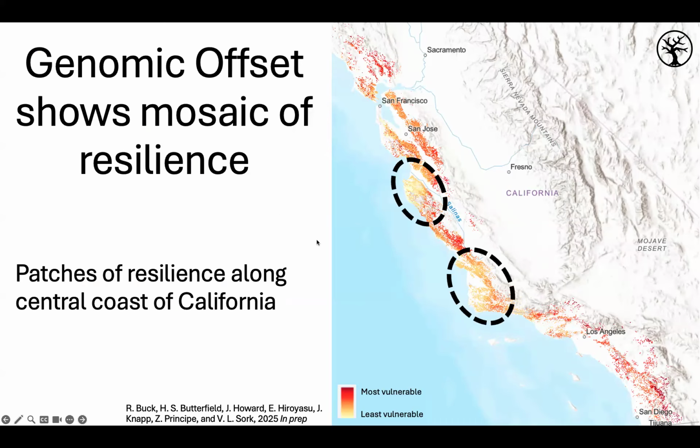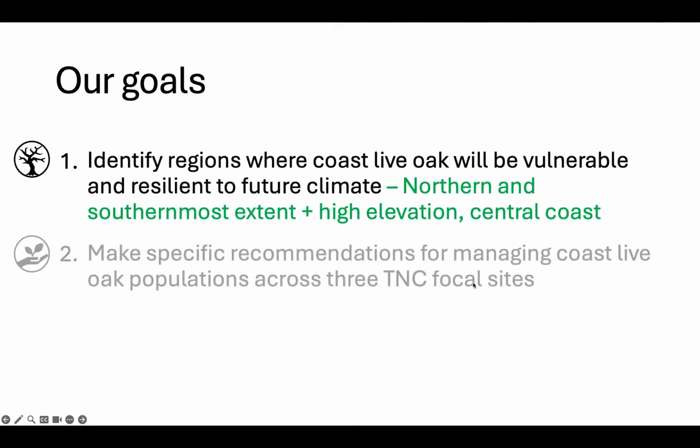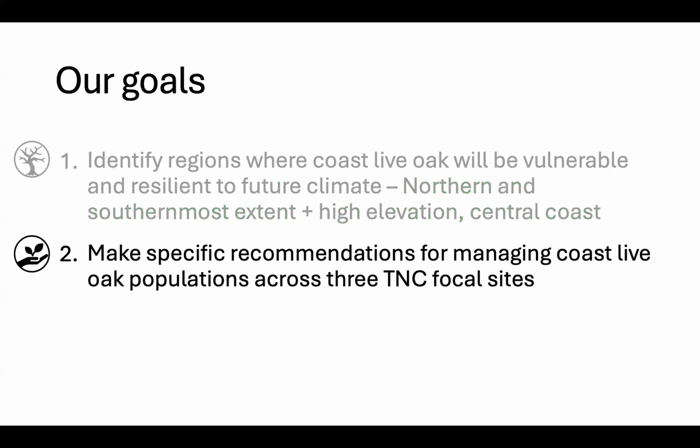But the good news is there are patches of resilience, especially along Central California, and Dangermond is in here, which I'll get to in a second. So for our goal to identify regions where they'll be vulnerable and resilient, we found that the northern and southernmost extent of the range are going to be the most vulnerable, and those higher elevation parts of the coastal mountains. And then the central coast has these patches of resilience. So we wanted to take that information and make specific recommendations for conservation estates. So we used 3 of TNC's sites for this.